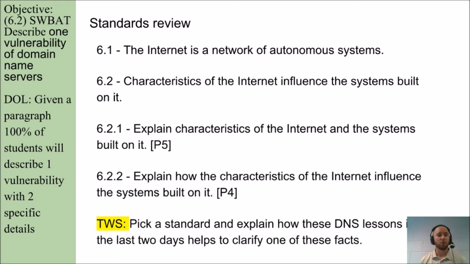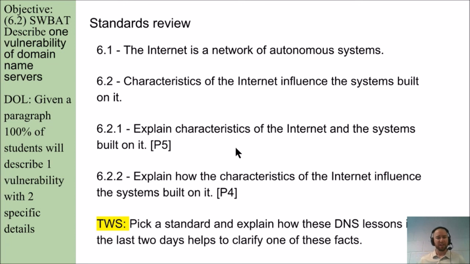We have these 4 standards. 6.1 says the internet is a network of autonomous systems. 6.2 says characteristics of the internet influence the systems built on it. 6.2.1 says explain characteristics of the internet and the systems built on it. And the last one, 6.2.2, explain how the characteristics of the internet influence the systems built on it.